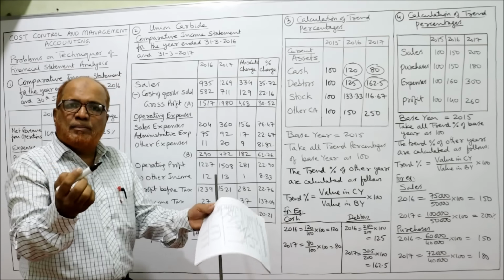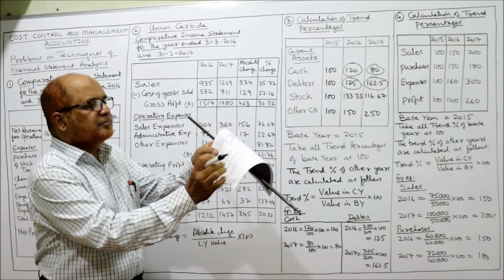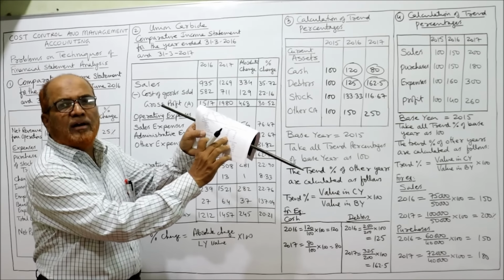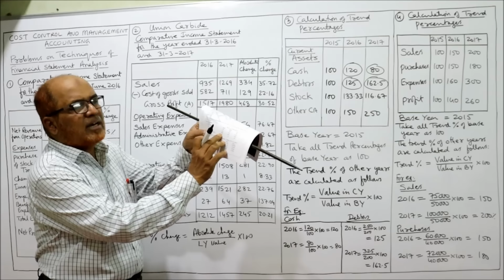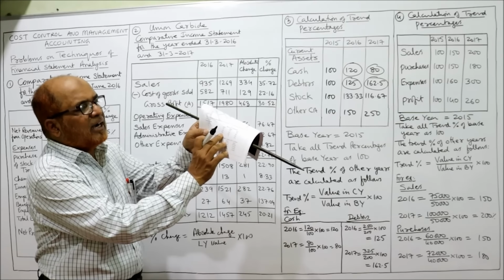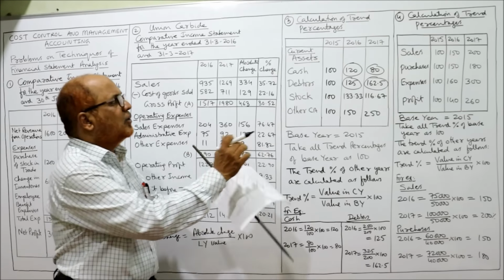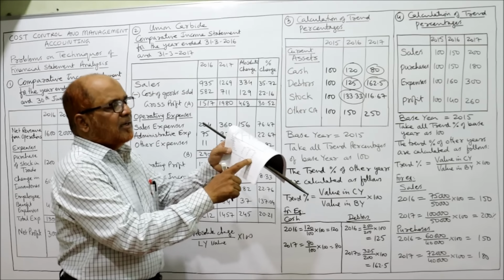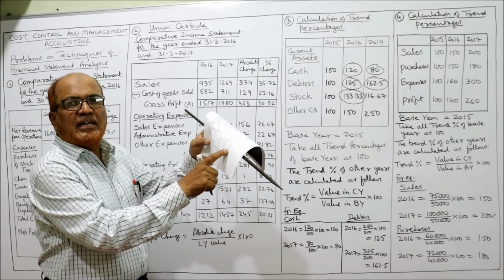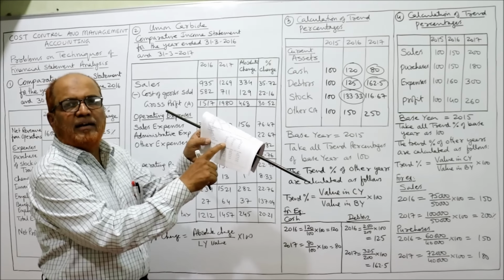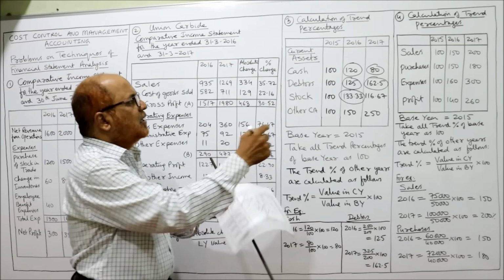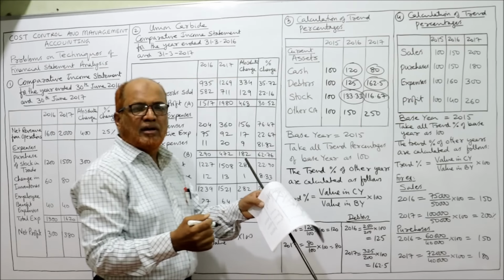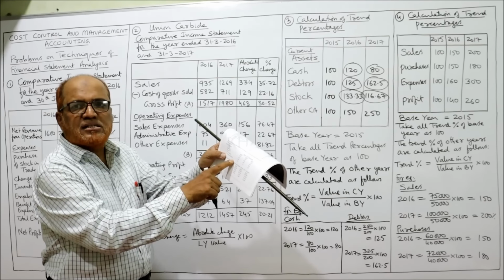That's all. Similarly, we calculate for stock. The stock for 2016 is 400. Base year stock is 300. So 400 divided by 300 into 100, you will get 133.33. Next one, for 2017, 350. 350 by 300 into 100, you will get 116.67. Here 116.67.